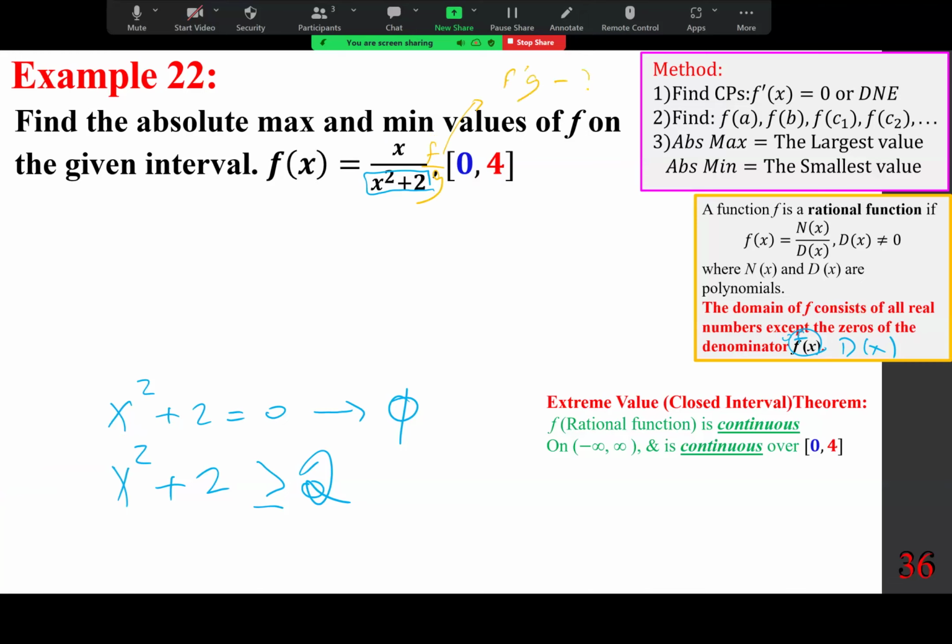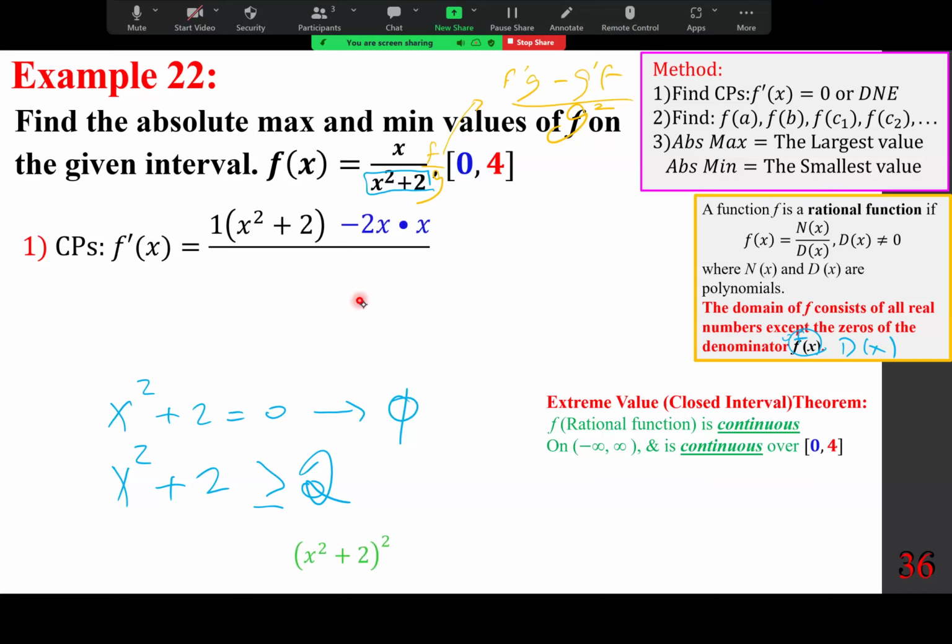F prime equals g minus g prime f over g squared. That's what we are going to use. So f prime of x, the numerator is 1 times the denominator x squared plus 2, minus the denominator gives us 2x, right? We want g prime times the numerator x. And then you write the denominator in a parenthesis and a square. And we're done with calculus as far as I'm concerned.